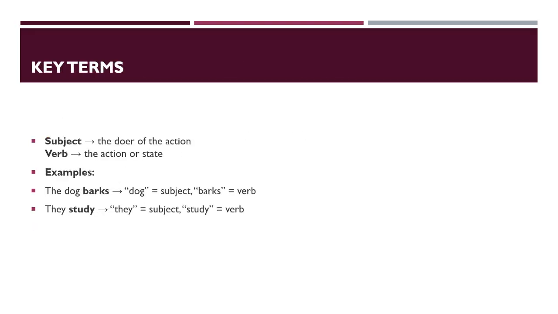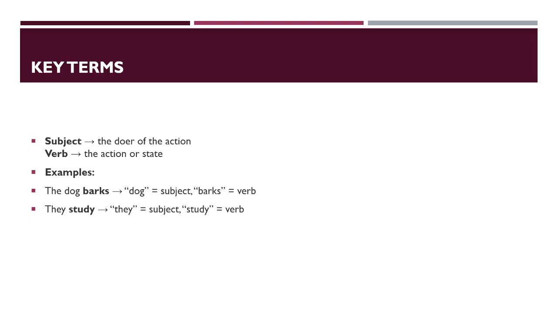Now, before going further, let's understand two basic terms that are very important here: subject and verb. The subject is the doer of the action, while the verb is the action itself. For example, in the sentence, the dog barks, the word dog is the subject and barks is the verb.